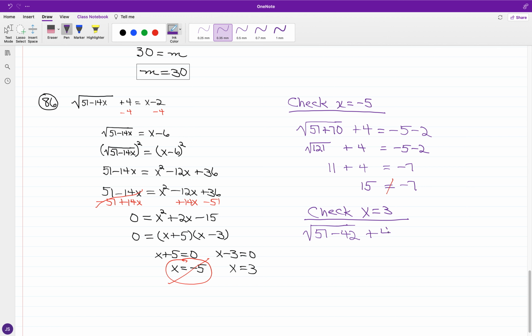And plus 4. And for x minus 2, so we have 3 minus 2. 51 minus 42 is going to be 9. So the square root of 9 plus 4. And we're trying to say that that is equal to 3 minus 2. However, the square root of 9 reduces to only 3.